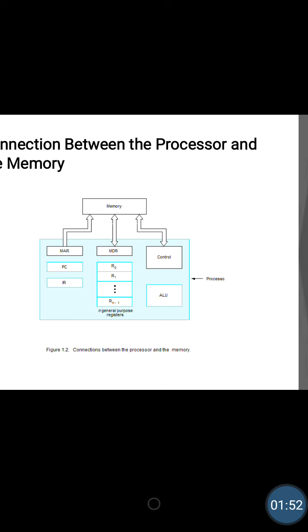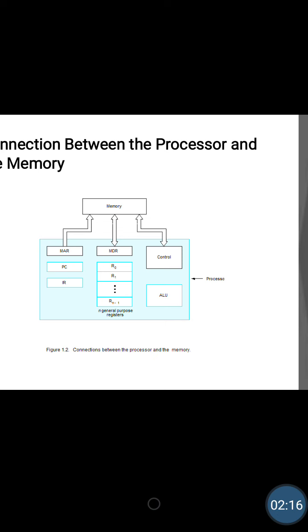Next, in the diagram you can see you have IR. What is IR? Instruction register. It holds the instruction which is to be executed. Fine. You can see the other two registers, MAR and MDR. What is MAR? Memory address register, and MDR is memory data register.